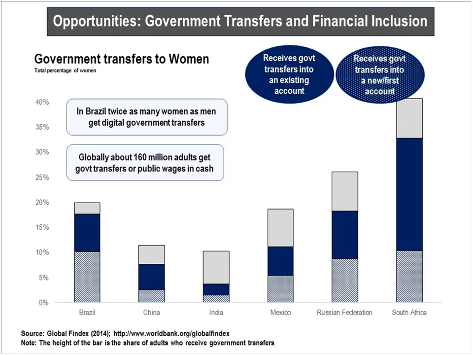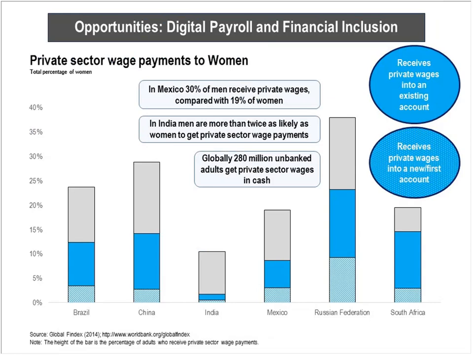Again, this data can be used to highlight opportunities. For example, over 160 million unbanked adults receive a government transfer or public wage payment in cash. Here's something that the government can do to take action to expand financial inclusion among the underserved. Here again, a different way of slicing the data. Here the height of the bar is the percentage of adults who receive a private sector wage payment. Here, potentially, the opportunities might be bigger. We have more adults receiving these private sector payments in cash globally. Almost 280 million unbanked adults receive a private sector wage payment in cash. And so here a question again, how can we design payroll accounts, commercially viable accounts, accounts that can reach rural workers, less literate, less financially capable workers in a sustainable way?